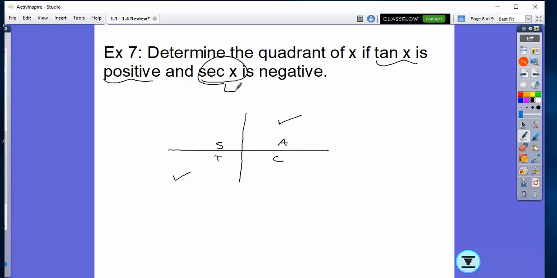Secant is negative. When I see secant, I'm thinking about cosine. It's reciprocal. In quadrant 1, they're all positive, so would secant be positive or negative? No. In quadrant 2, sine is positive, so cosine is negative. That would work. Quadrant 3, tangent is positive, so secant is negative. In quadrant 4, cosine is positive, so secant is positive. So which one works for both of them?